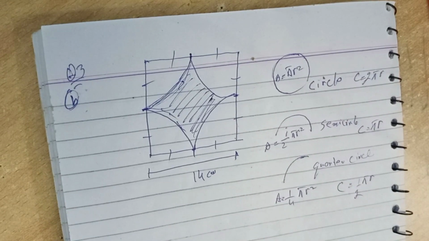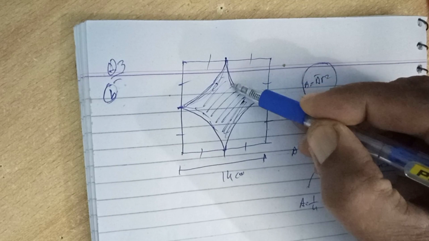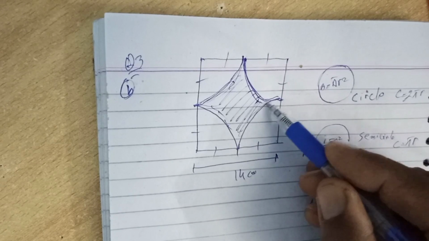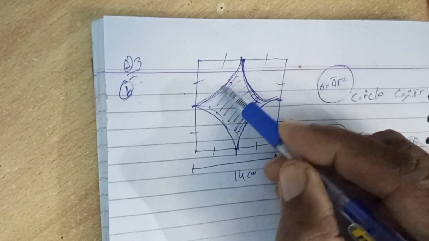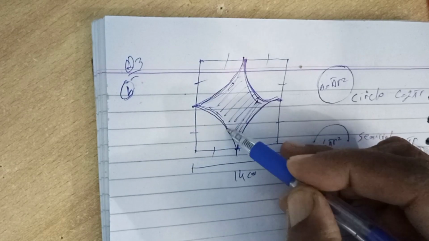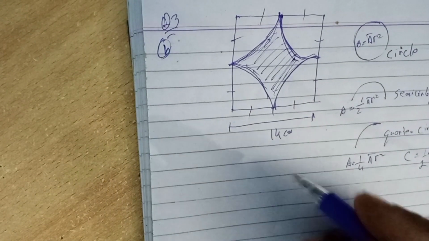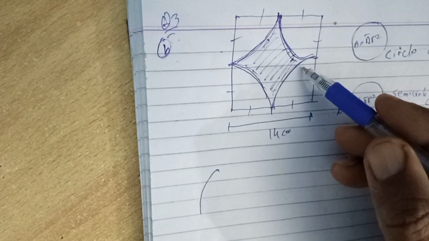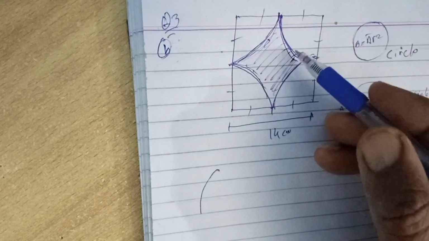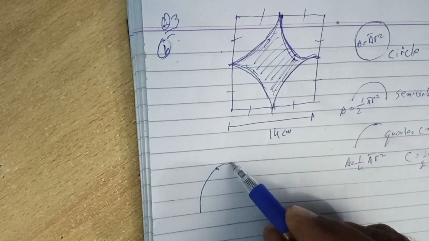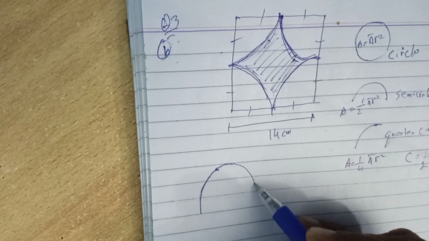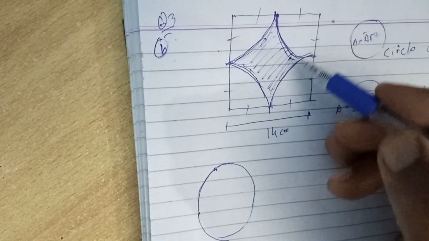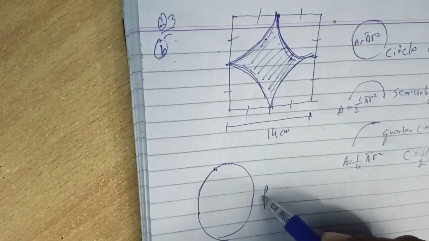Now look at this figure. In this figure, what is this? This is a quarter circle. And this is also a quarter circle, and this, and this. If I redraw these quarter circles, this is one quarter, this is the next quarter, this is the next quarter, and this is the next quarter. When I join these quarter circles together, they form a full circle.